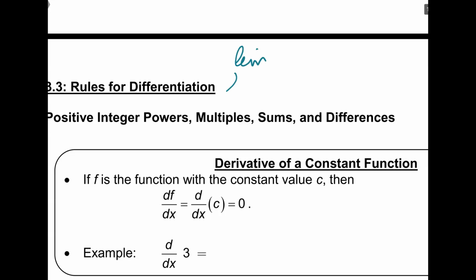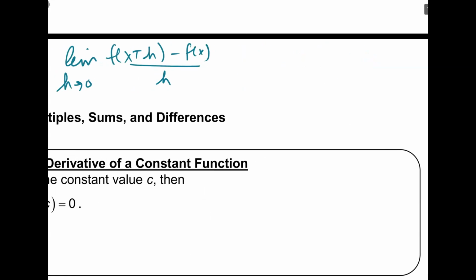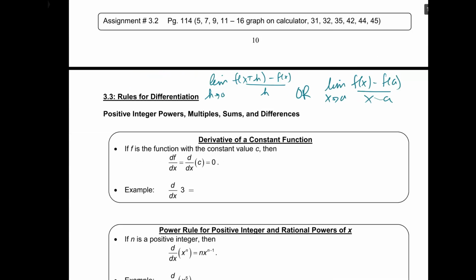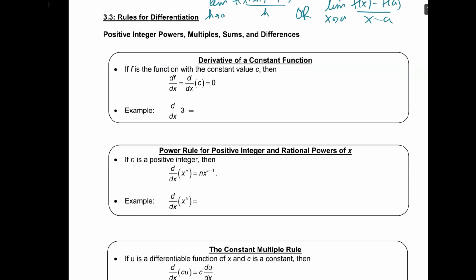So we had the limit as h goes to 0 of f of x plus h minus f of x all over h. Remember this one? Okay. Alternatively, we also have the limit as x approaches a of f of x minus f of a all over x minus a. These are two different examples of how to take a derivative. So we're on page 11, 3.3.